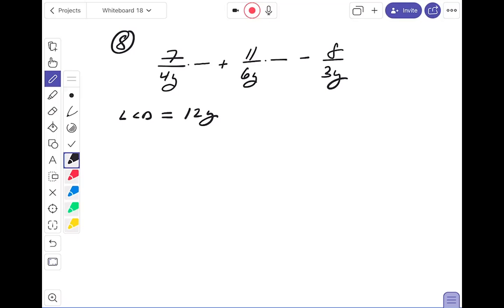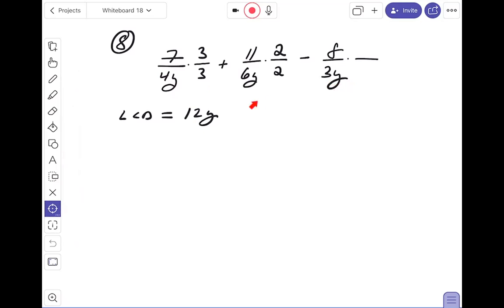Each one of these guys needs to be built. So let's do the first guy. And the question is this: what times 4y would give you 12y? Well, that would be 3. So it's 3 over 3. Let's go to the next guy. What times 6y would give you 12y? Well, that's 2. So it's 2 over 2. Let's go to the last guy, 3y. What times 3y gives you 12y is 4. So it's 4 over 4.